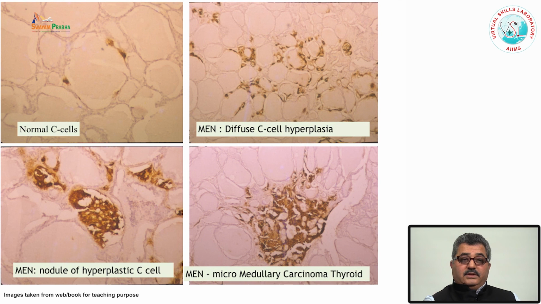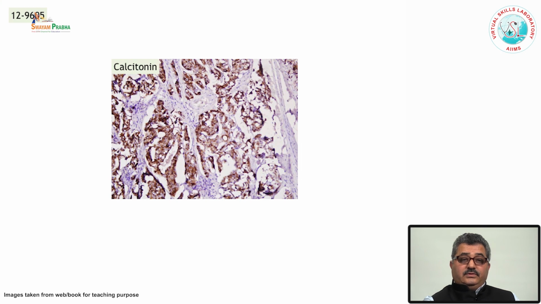These are the different stages of medullary carcinoma of the thyroid. These are the normal C cells. Normal C cells cannot be appreciated under light microscopy, but if we do immunohistochemistry for calcitonin, one may find these few cells inside the membrane amidst the follicular cells. And in MEN syndrome, this may be diffuse C cell hyperplasia, it may be nodule formation. These are the micro medullary carcinomas, and ultimately it leads to medullary carcinoma.